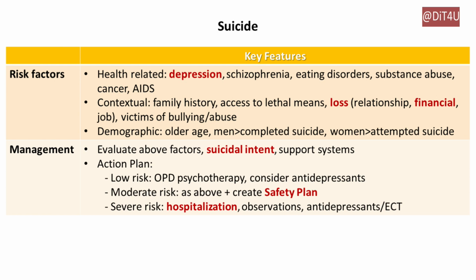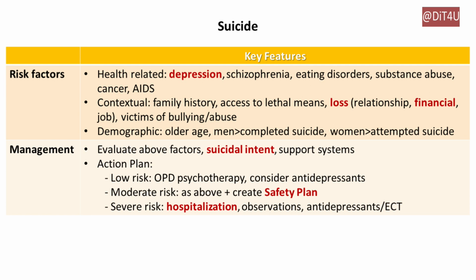Management, evaluate the risk factors, above factors. Suicidal intent, very important, and support systems. You can use rating scales to look at the suicide intent as well, okay? In fact, it's called the suicide intent scale. Support systems, is the family there to look after, or are they living alone, and all those things. So based on that, you come up with an action plan.